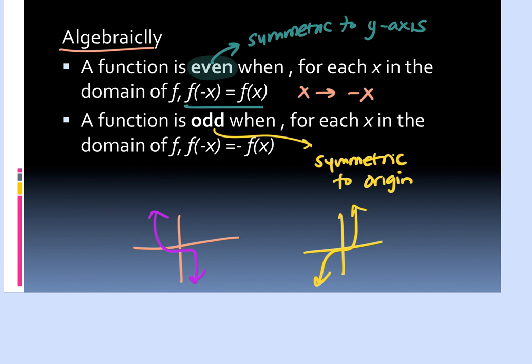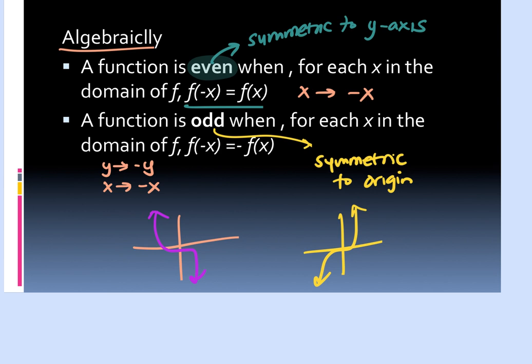If it's odd, then we change both. The y becomes negative y, the x becomes negative x. And same test. If it goes back to the original or everything is the opposite, then it's symmetric to the origin, which means it's odd. To do that, you'll have to make f of x y. So you'll substitute y in for f of x.